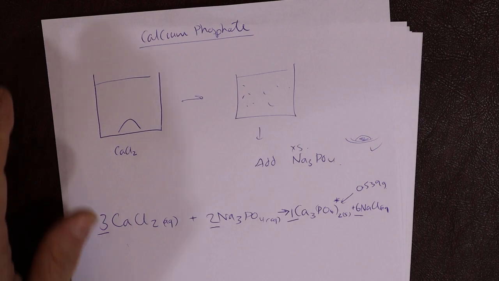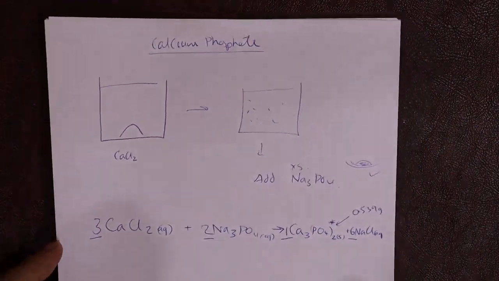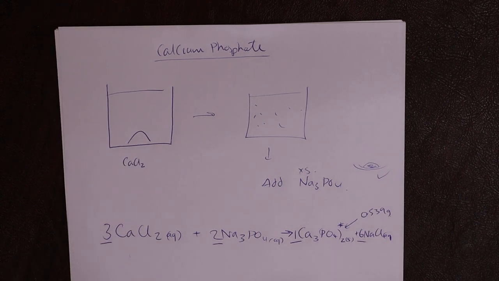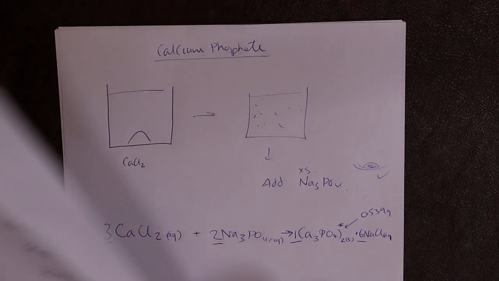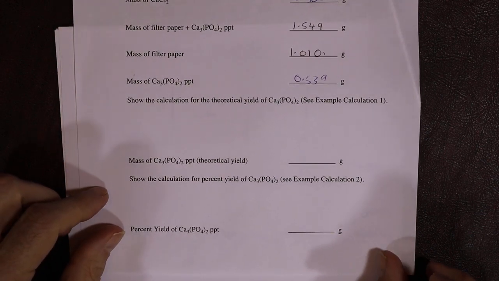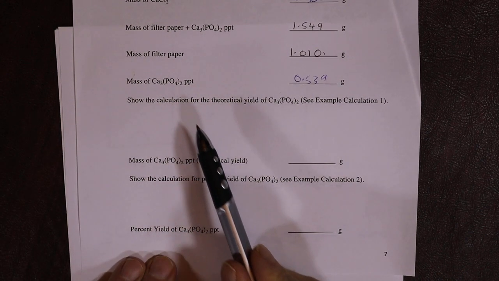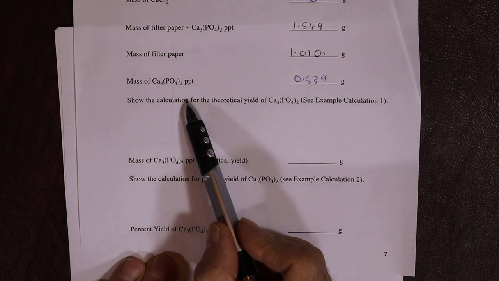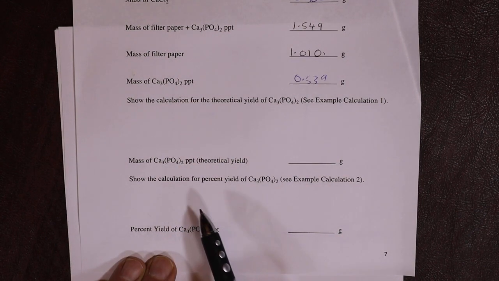Okay, fair enough. Now, if you're up to speed with the packet, you know that we have to figure out the theoretical yield, okay? And that's what we're doing in this lab too, okay? So the next two things are exactly like we did in the packet. There's many examples of this in the packet, okay?